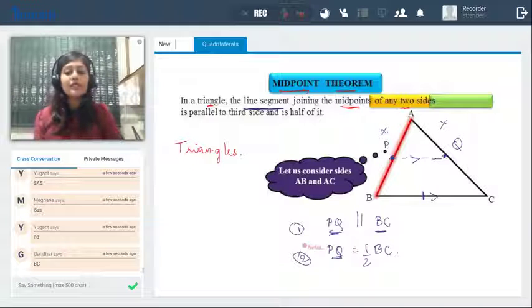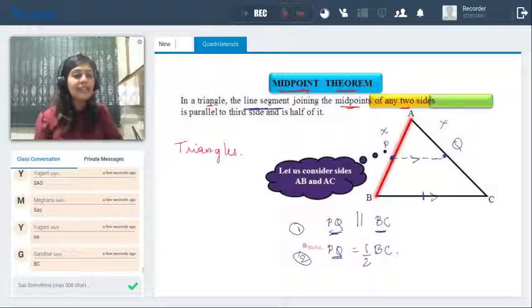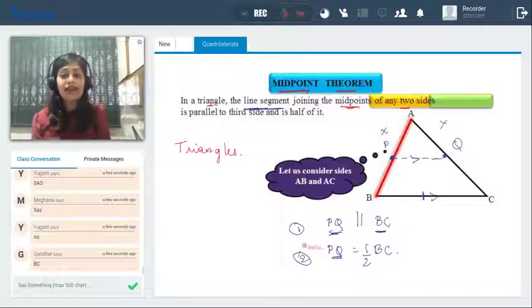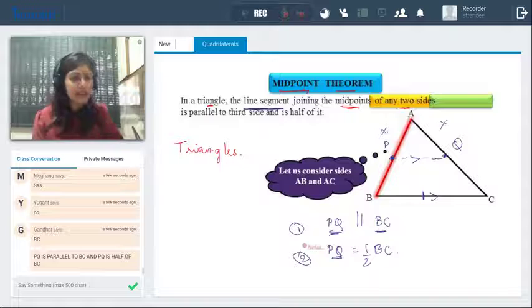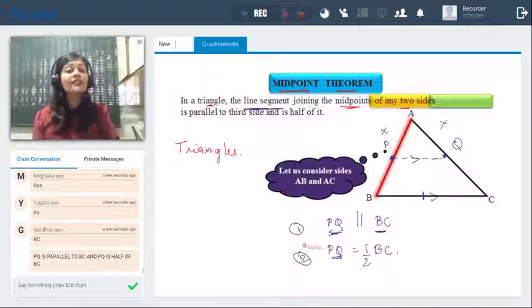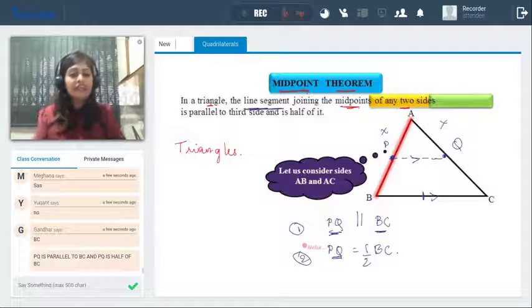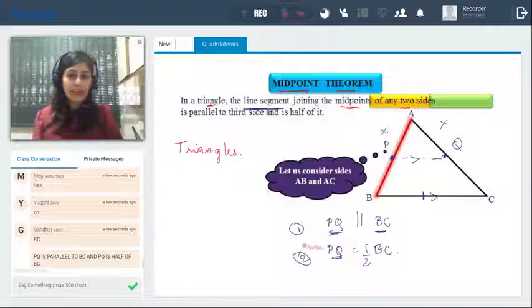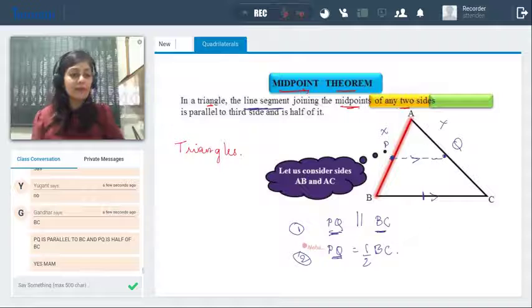All right, students, we stop here for today. I'll see you all in the next lecture. Hopefully by then, kindly revise your properties once again, and revise the midpoint theorem as well. The rest of the sums of this chapter will be solved only using the midpoint theorem, so henceforth we will only be using the midpoint theorem.